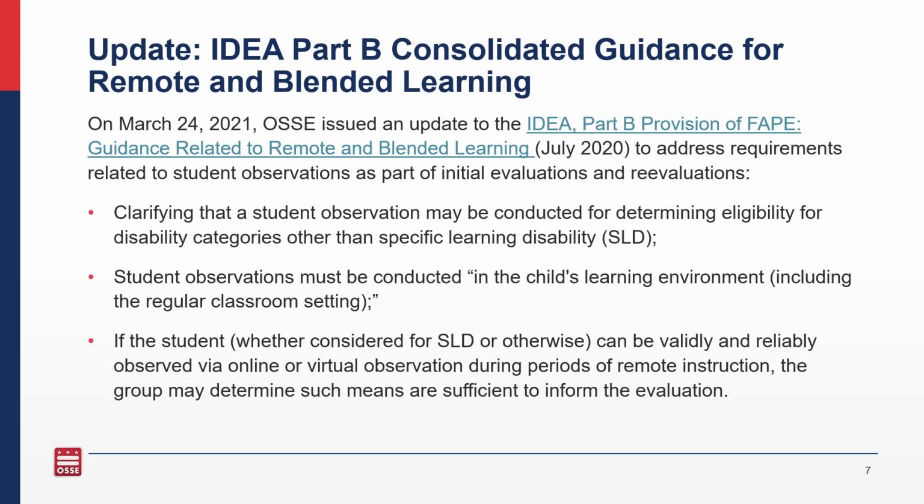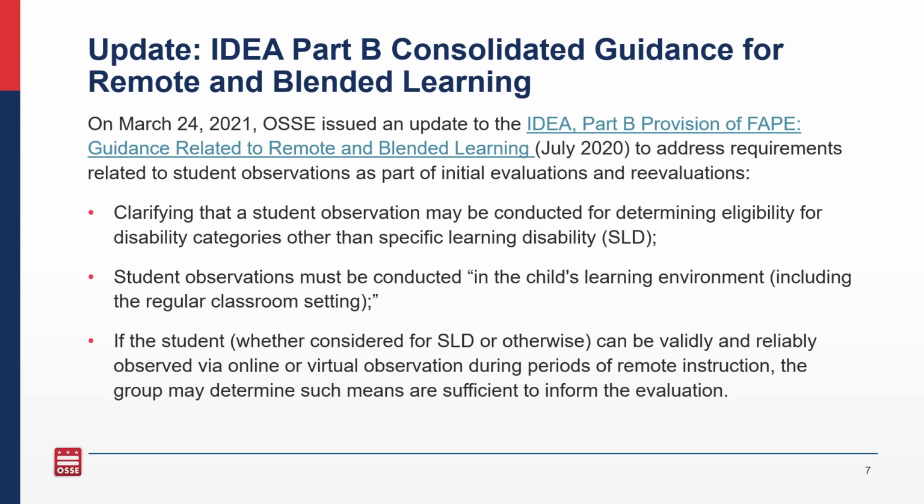I think it is an IEP team decision as to whether an observation of a student remotely is helpful information for the purposes of determining eligibility. So I want to encourage LEAs and IEP teams to harness that authority to make that determination. If the student, whether they're being considered for SLD or for any eligibility category, can be validly and reliably observed via online, remote, virtual observation while you are undergoing remote instruction, the IEP team may determine that that is a sufficient means to inform the evaluation.